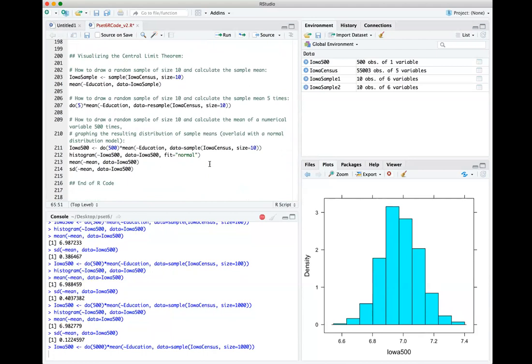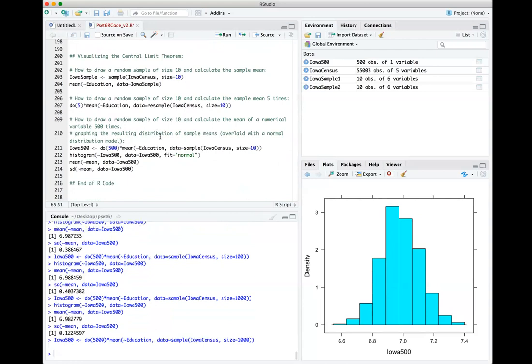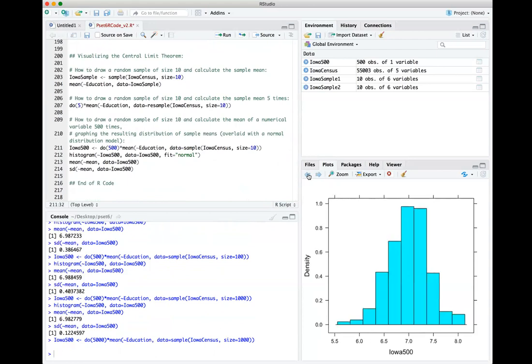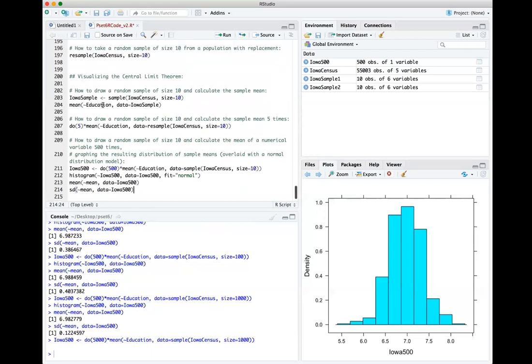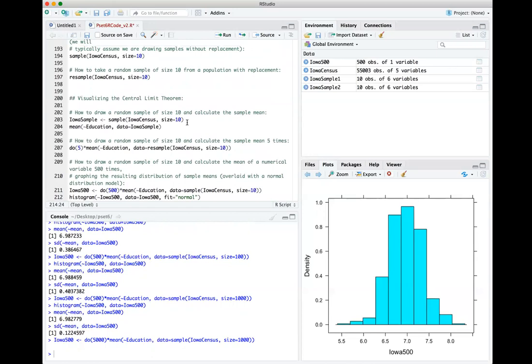I want to skip ahead to an illustration of the central limit theorem. I'm going to stop that because you can see that this is normally distributed. There's some variation here, but that's pretty cool. You take the average of random samples, above n of 30, even with an n of 10, and they're going to be approximately normally distributed. Let's take a look at this here.